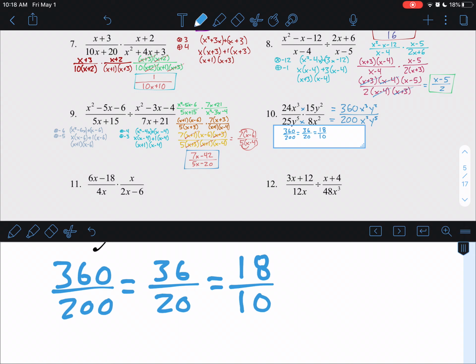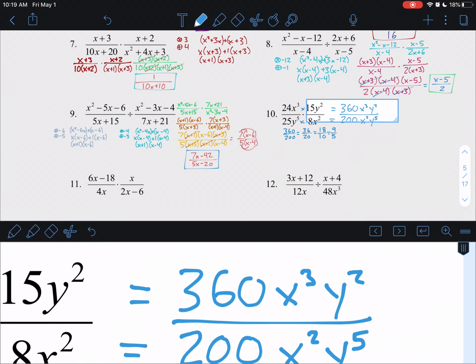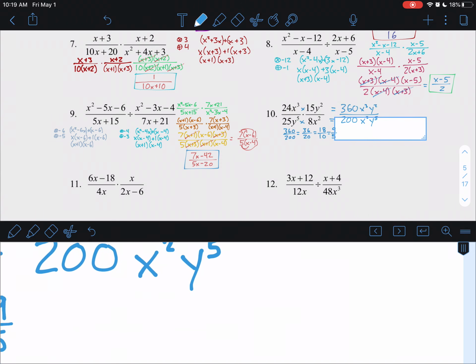Once again, I know 18 and 10 have a GCF. It is going to be 2. So once I pull out another 2, I'm left with 18 divided by 2 is 9. 10 over 2 is 5. So it's 9/5. 360 over 200 simplifies to 9/5.